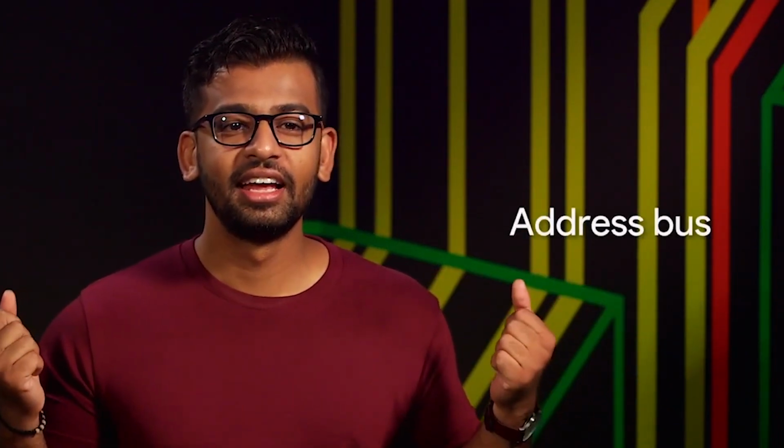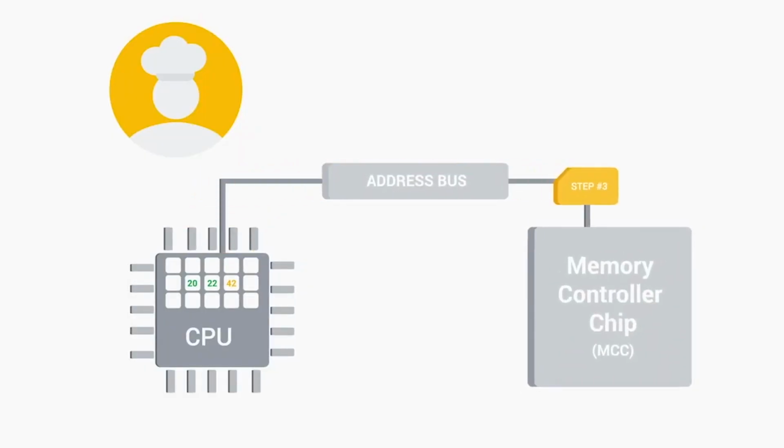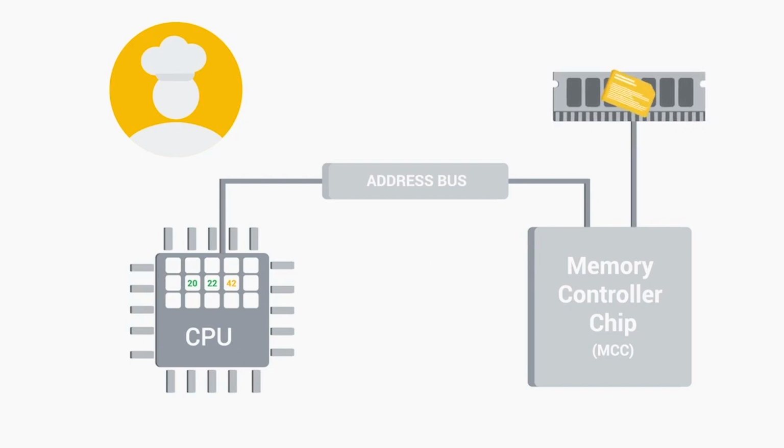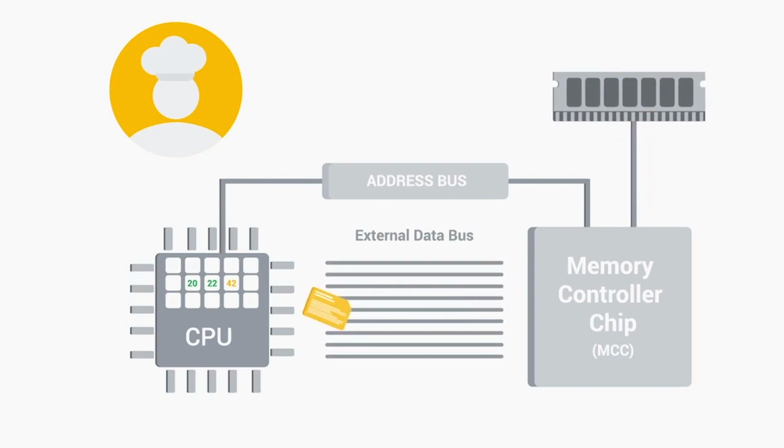There's another bus that's nothing like a bus involved in the process called the address bus. It connects the CPU to the MCC and sends over the location of the data, but not the data itself. Then the MCC takes the address and looks for the data, and the data is then sent over the EDB.